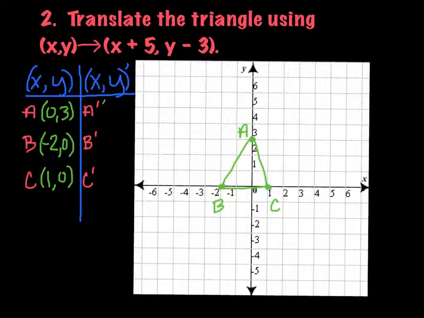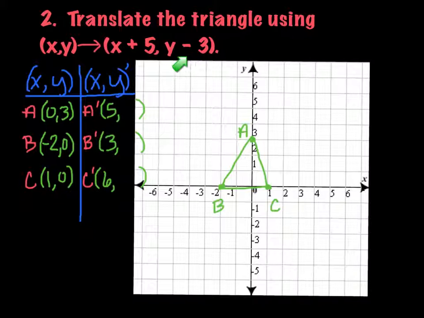Okay, so let me get it all set up here. So we have 0 plus 5. So our first x value is now going to be 0 plus 5, or 5. And then we move on to B. Negative 2 plus 5 is 3. And 1 plus 5 is 6. So we have our new x values.